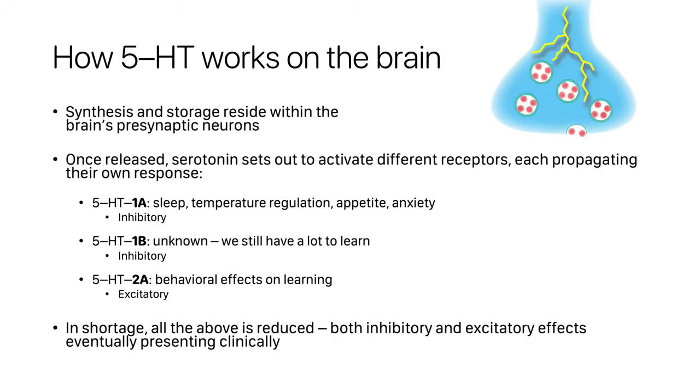Let's take a closer look at what 5-hydroxytryptamine does in the central nervous system. After serotonin leaves the presynaptic neuron, it makes its way to a few different types of receptors. We have the 1A, the 1B, and the 2A. The 1A regulates sleep, temperature, appetite, and anxiety, while 2A has behavioral effects on learning.